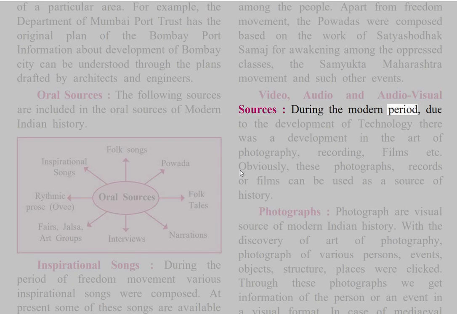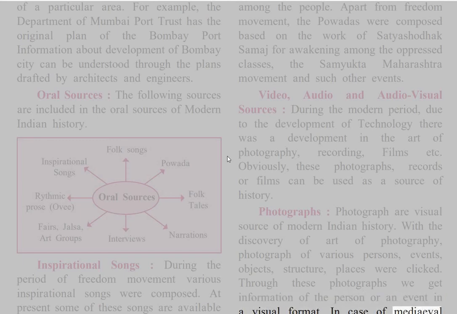During the modern period, due to the development of technology, there was a development in the art of photography, recording, films, etc. Obviously, these photographs, records or films can be used as a source of history. Photographs. Photographs are a visual source of modern Indian history. With the discovery of the art of photography, photographs of various persons, events, objects, structures, places were clicked. Through these photographs we get information of the person or an event in a visual format.